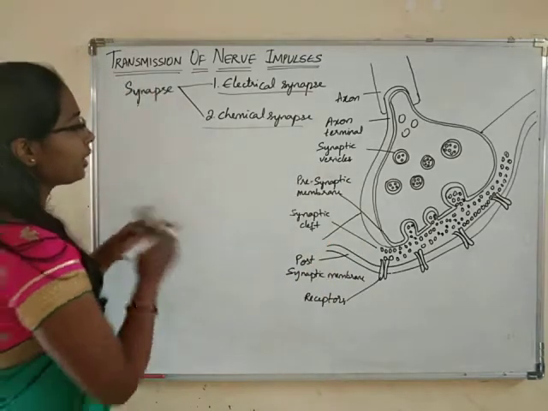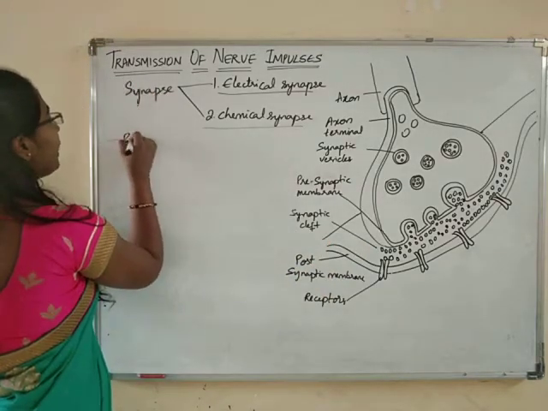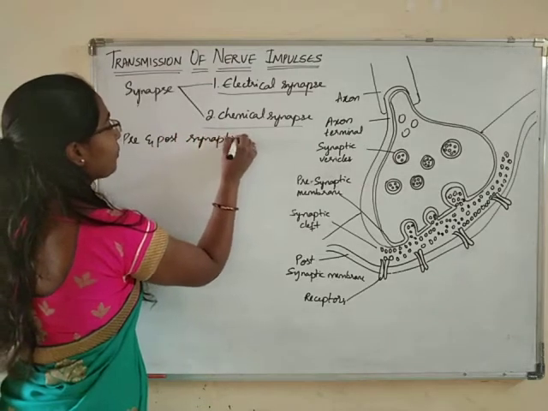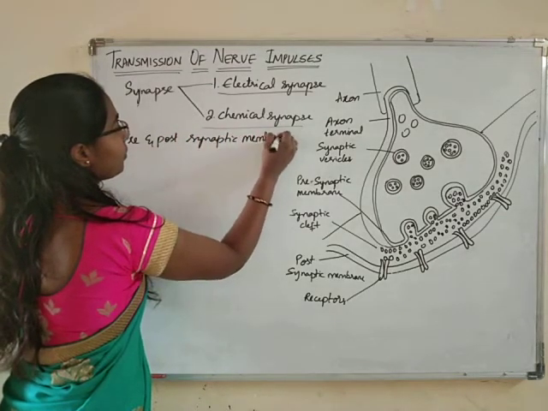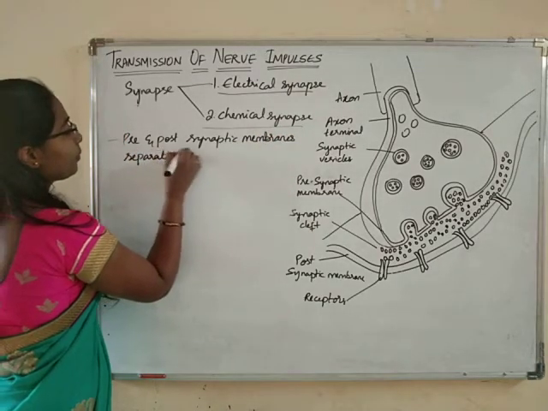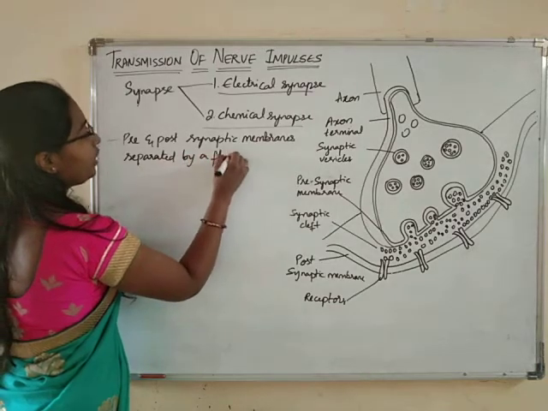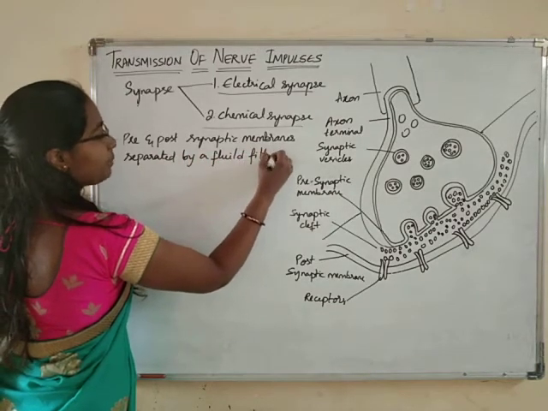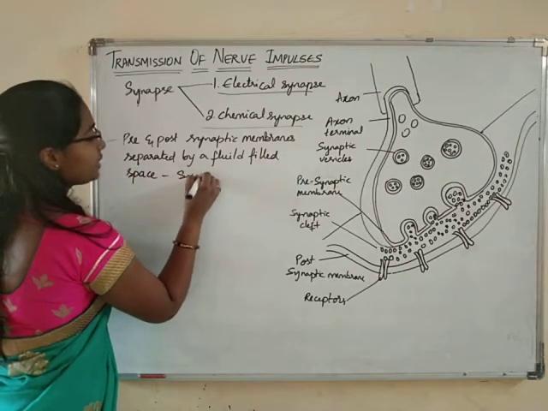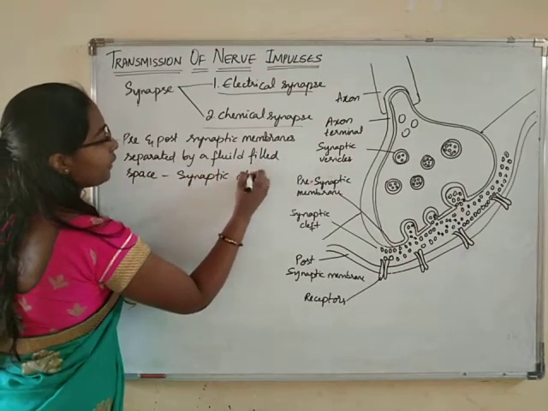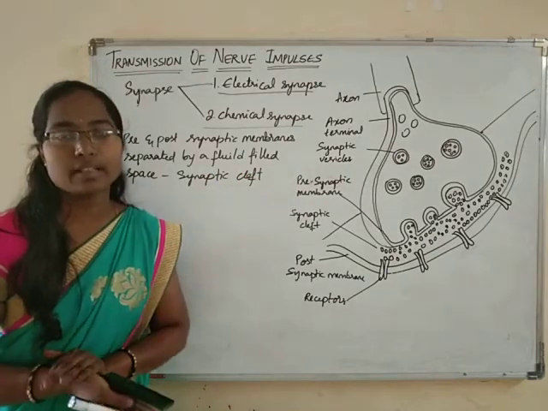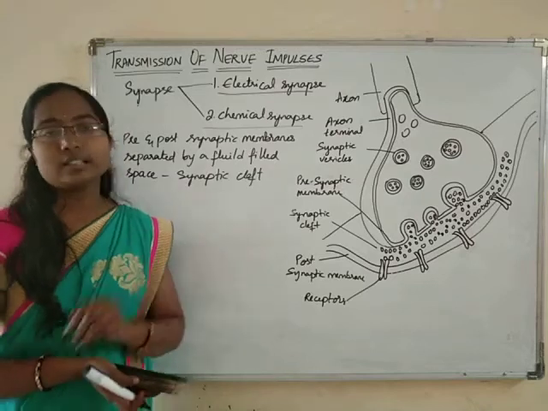First, let me write the point we have discussed here. The pre- and postsynaptic membranes are separated by a fluid-filled space, which is called the synaptic cleft. Now let us learn how the impulses are transmitted across the chemical synapse.